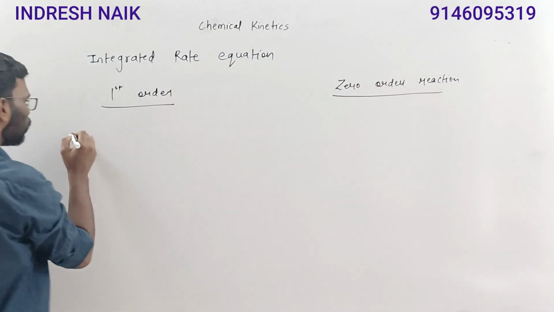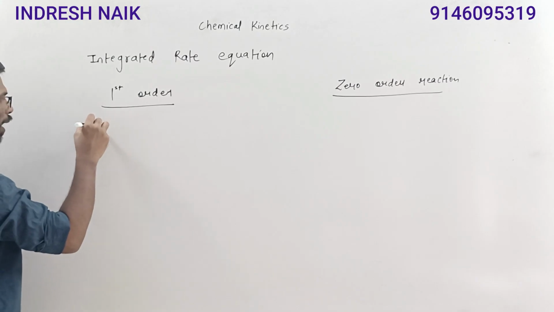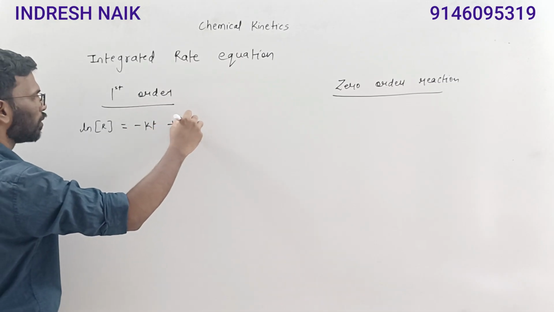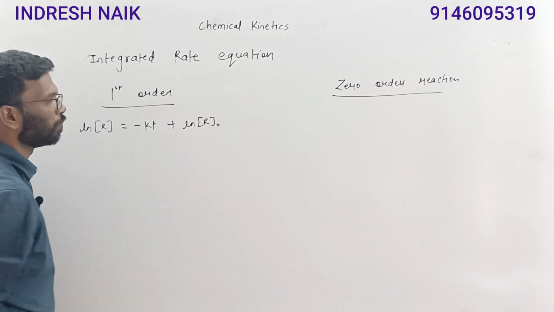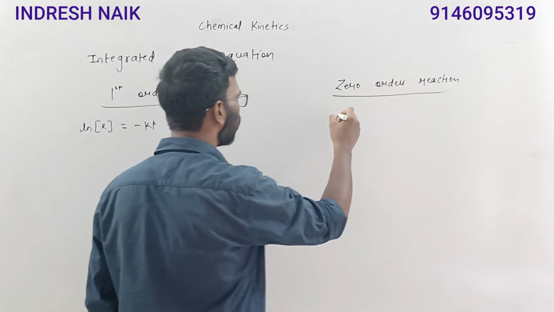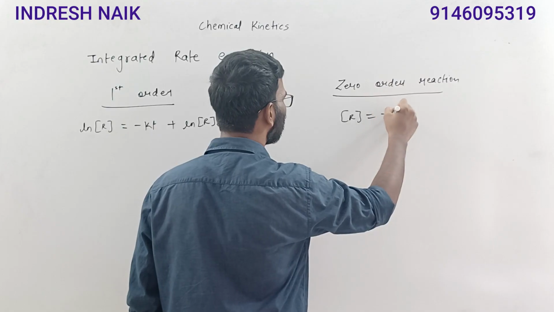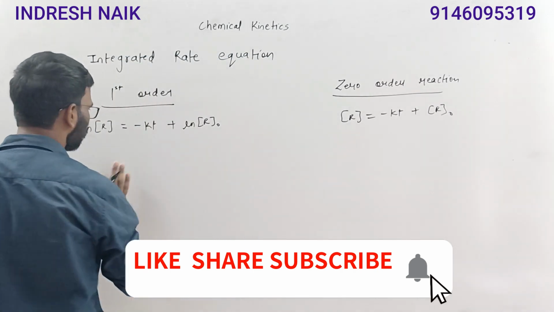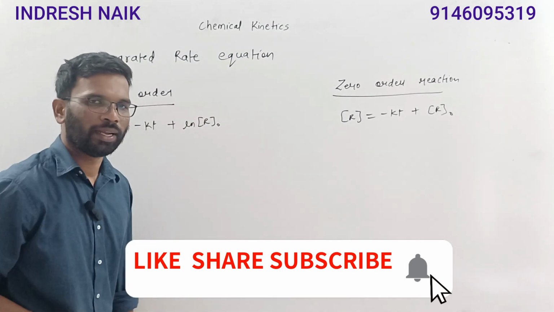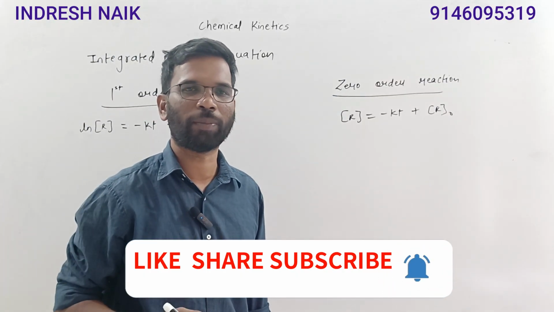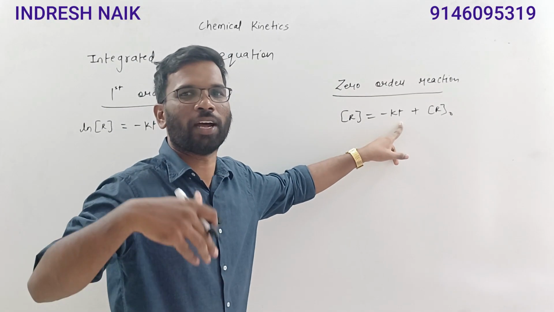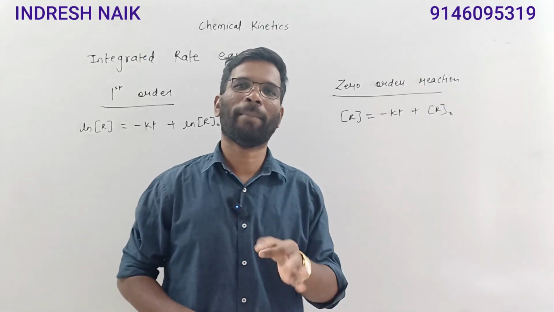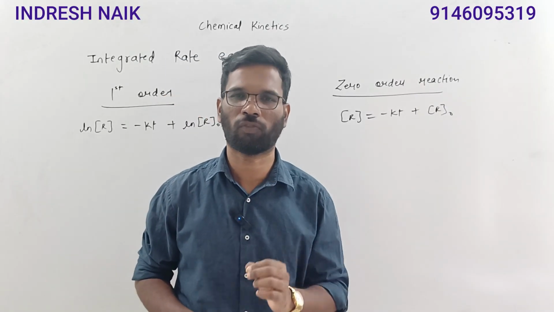So these equations are this way. For the first order, it is ln of r is equal to minus kt plus ln of r0. And for the zero order, it is r is equal to minus kt plus r0. Now what is this r and r0? In this case and that case, r is the concentration of the reactant at any time. It may be after 1 minute, after 2 minutes, after 3 minutes. That is what it means. And r0 is the maximum concentration or the initial concentration of the reactant, right?